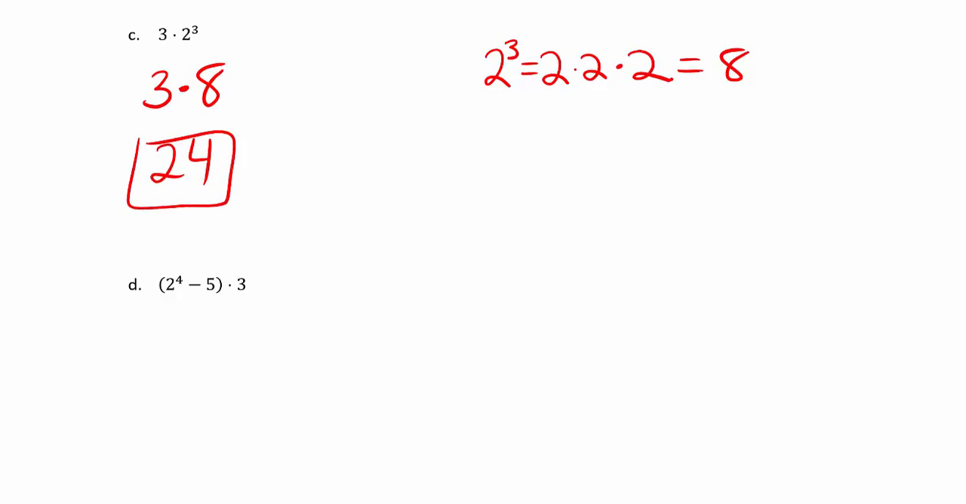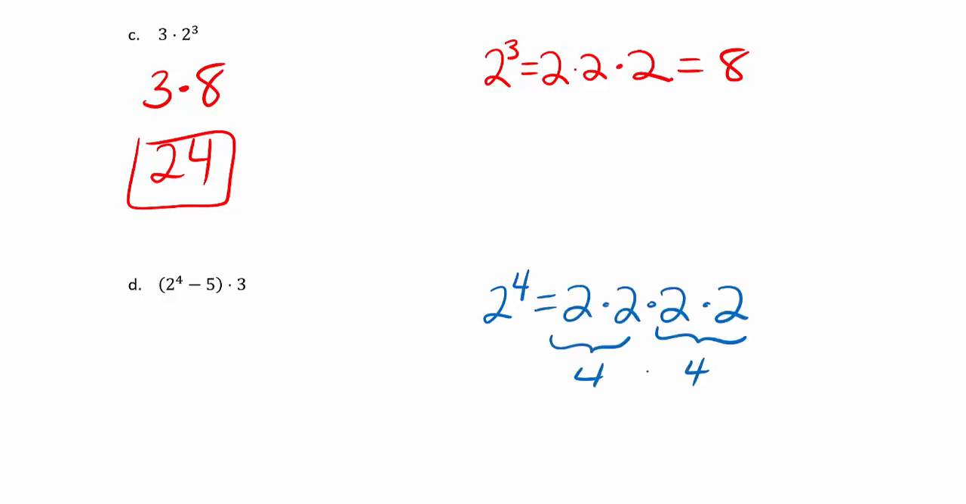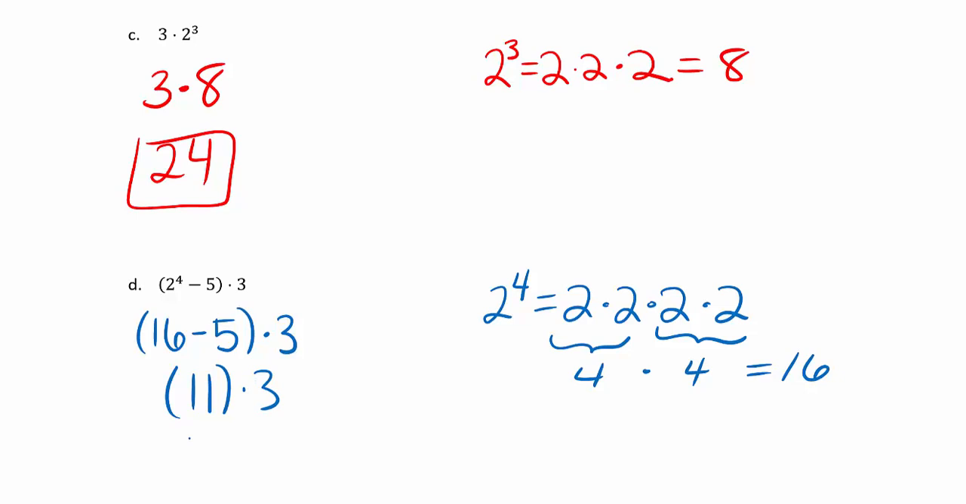Example D is similar. I work inside the parentheses first. Inside the parentheses, I have an exponent. I have to do that before I can subtract. 2 to the fourth is a product of 4 2's, and if I multiply 4 2's together, that should give me 16. I'm still working inside the parentheses. 16 minus 5 is 11, and finally 11 times 3 is 33.